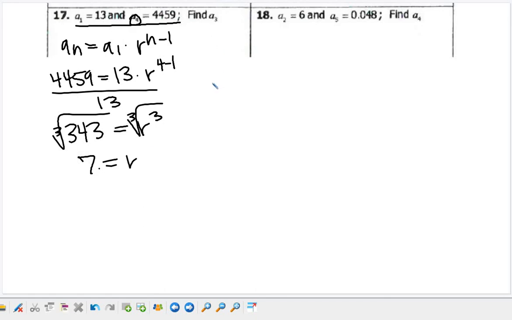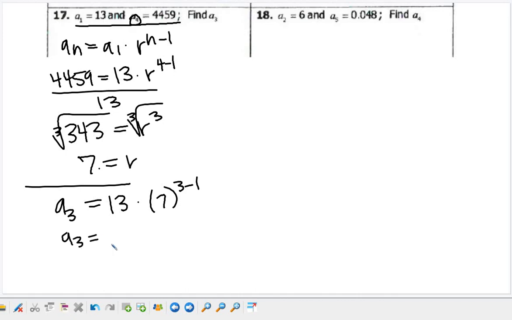Now I can very easily find a sub 3. So a sub 3, it didn't tell me I had to write the rule, just said find a sub 3. So a sub 3 is equal to the first term, 13, times my ratio, 7 to the n minus 1. So I have 7 squared times 13 is 637.